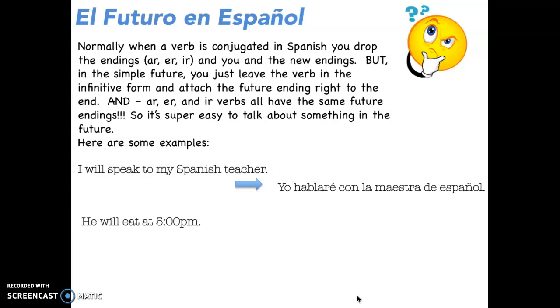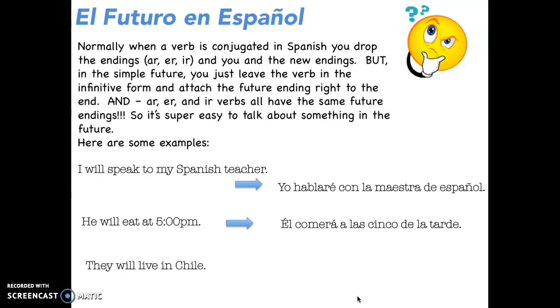Let's take another look at a second example. He will eat at 5 o'clock p.m. That would be él comerá a las 5 de la tarde. So notice the verb comer, to eat, and right on the end we put the A with an accent mark. That is the el, ella, usted ending, and it attaches right to the infinitive verb, comerá.